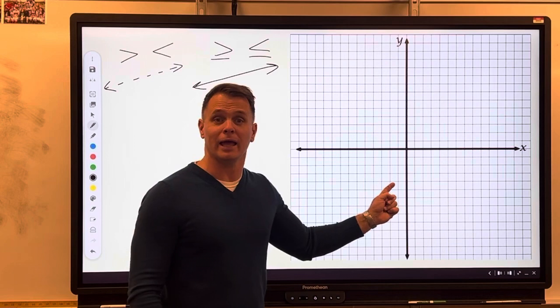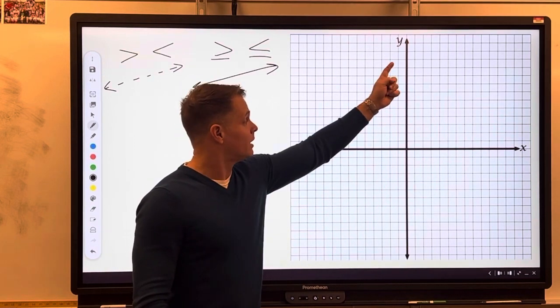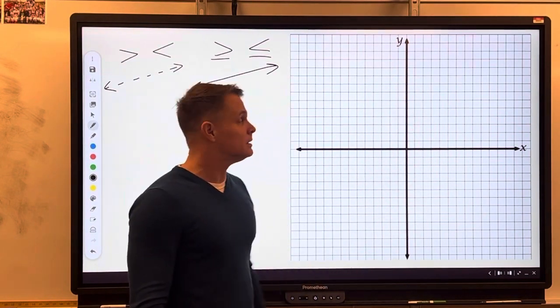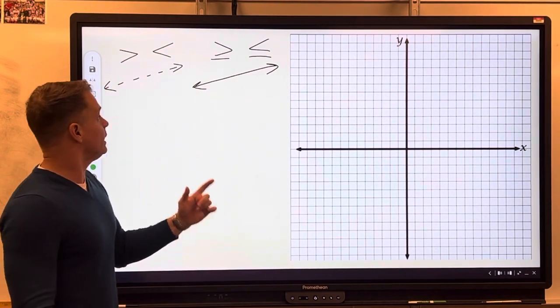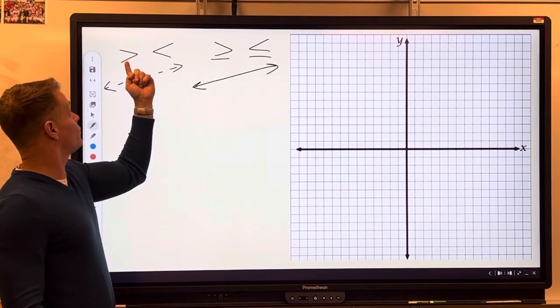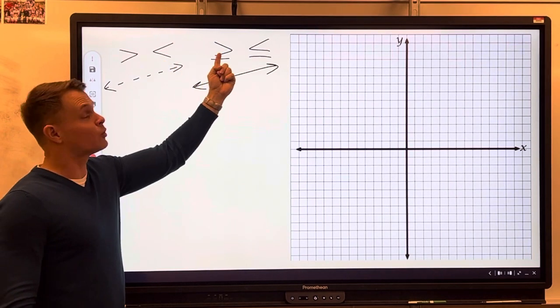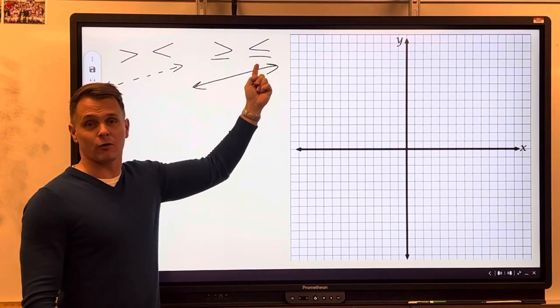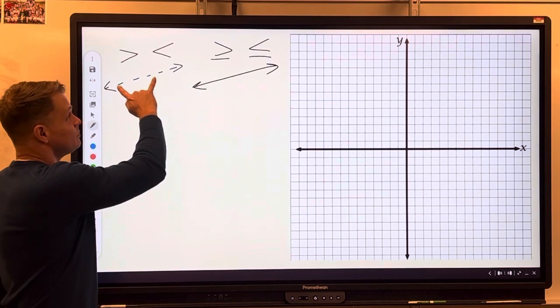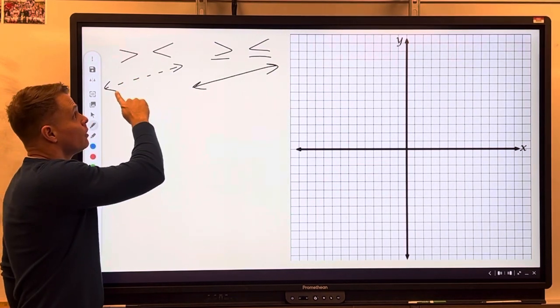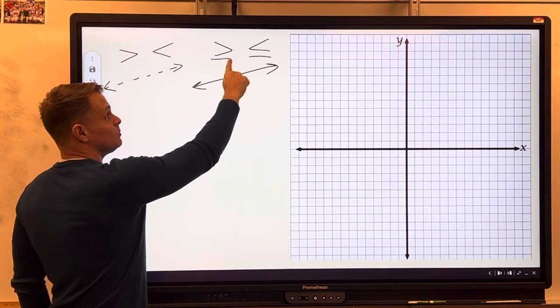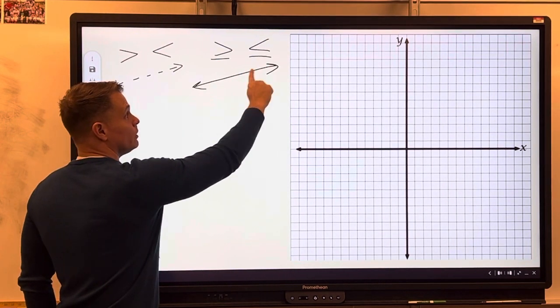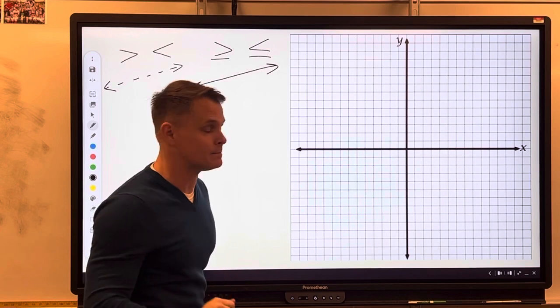a coordinate plane, which is also called the x and y axis. Now, an inequality means there's no equal sign. Inequalities look like this: greater than, less than, greater than or equal to, less than or equal to. Now, when we have symbols that look like this, we're going to use a dotted or a dashed line to graph. And when we have symbols that look like this, we're going to use just a solid line.